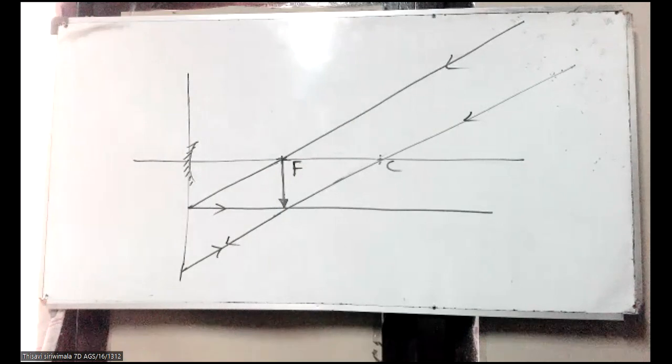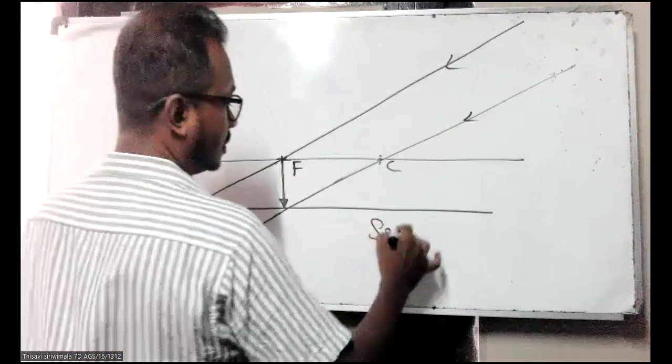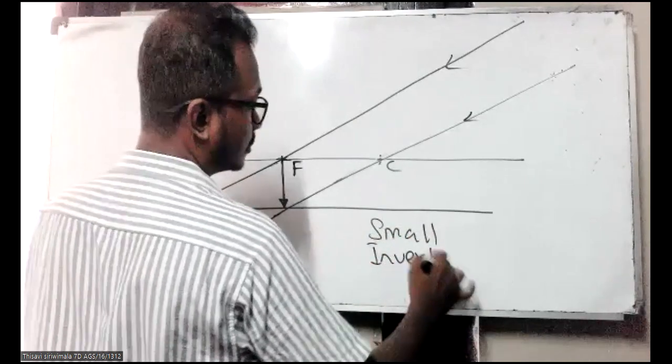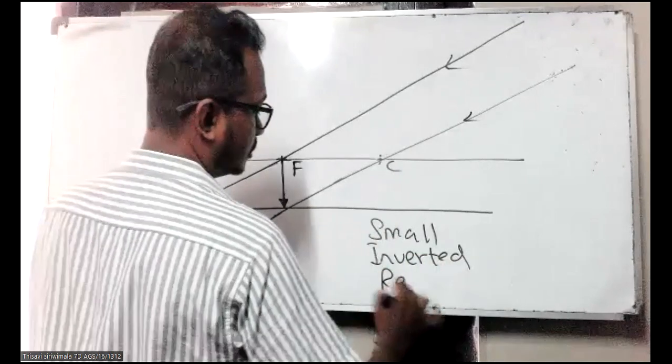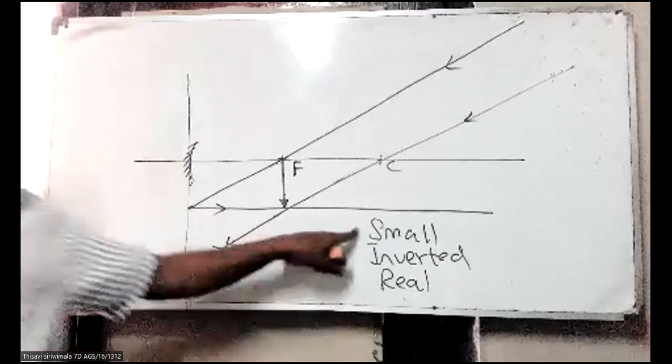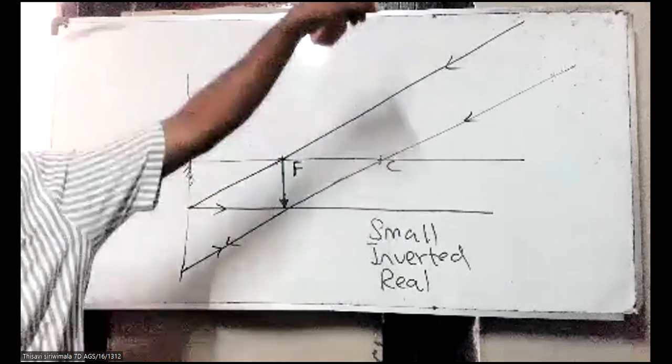So this is the image form. Now the properties of the image, it is smaller, inverted, real. Small, inverted, and real. So I use the term small because my object is much bigger than this.